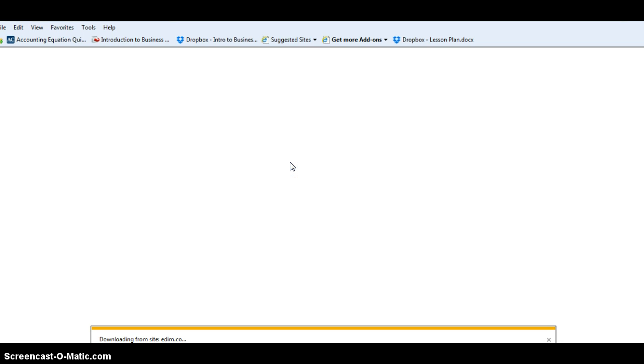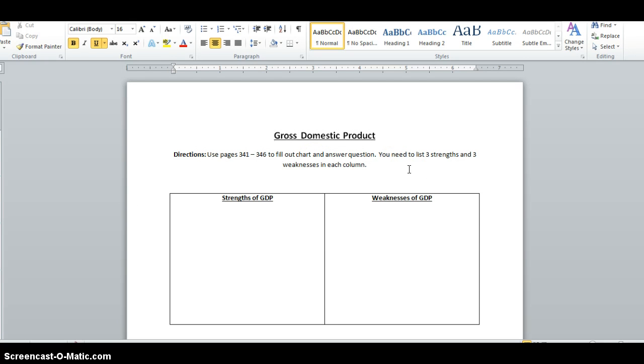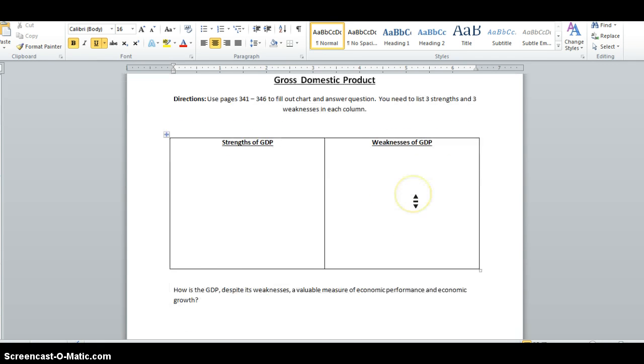Once you open this, you'll find where I want you to read about gross domestic product, also known as GDP. So use your textbook, page 341 to 346. Read that information and be able to fill out and answer a question. You need to be able to list 3 strengths and 3 weaknesses in each column of gross domestic products.